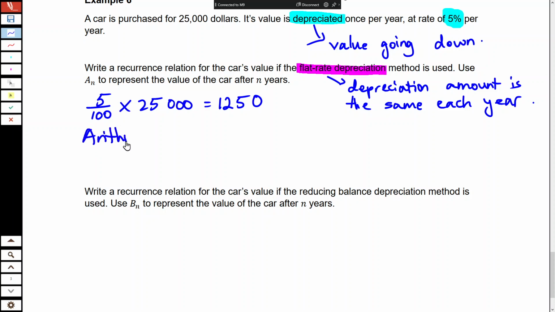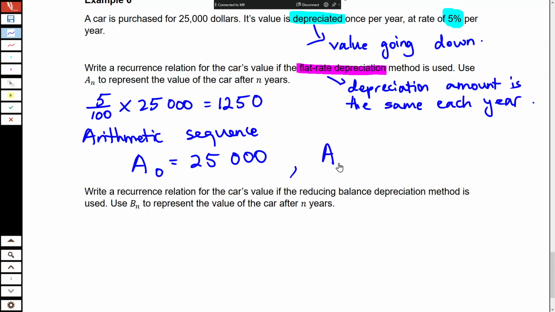So we actually want to use an arithmetic sequence, a sequence that involves adding or subtracting the same number each time. Here, my starting value is 25K. And every time I go to the next time value, an plus 1, I take the previous value, an, and I take away 1250. Don't want to add here because depreciation means the value is going down.